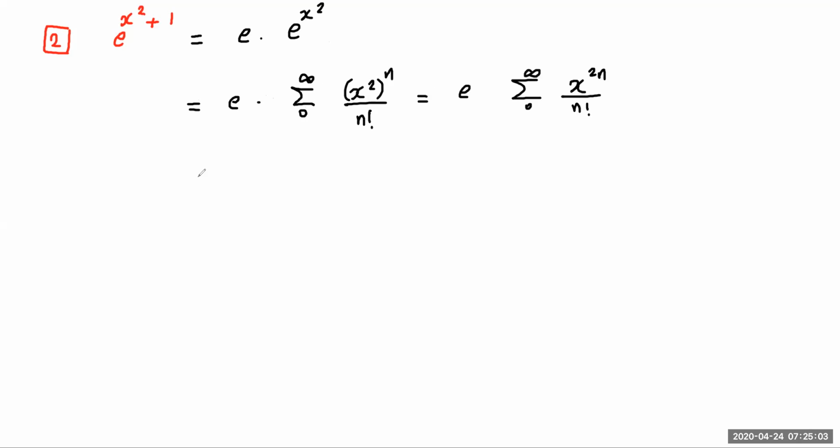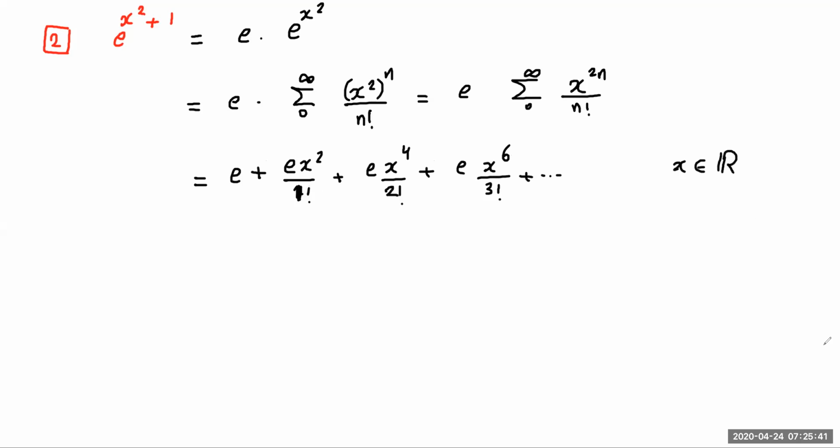So this is our final answer, and we can write it as e outside times, if I give n 0, e times 1 here. If I give n 1, it's e x power 2 over 1 factorial, plus e x power 4 over 2 factorial, plus e x power 6 over 3 factorial, plus etc., without stop. And this is correct for any real number x.